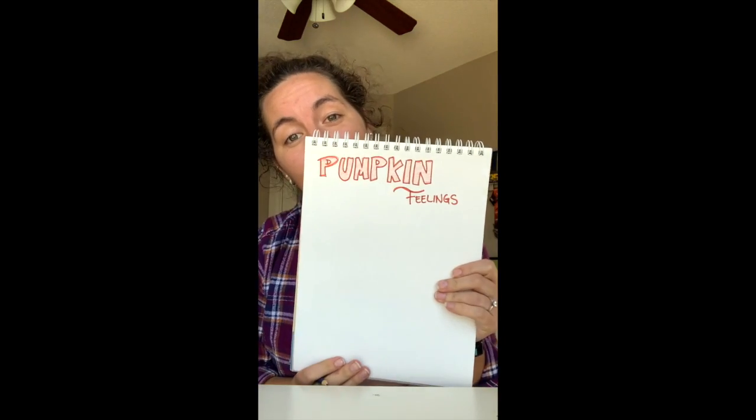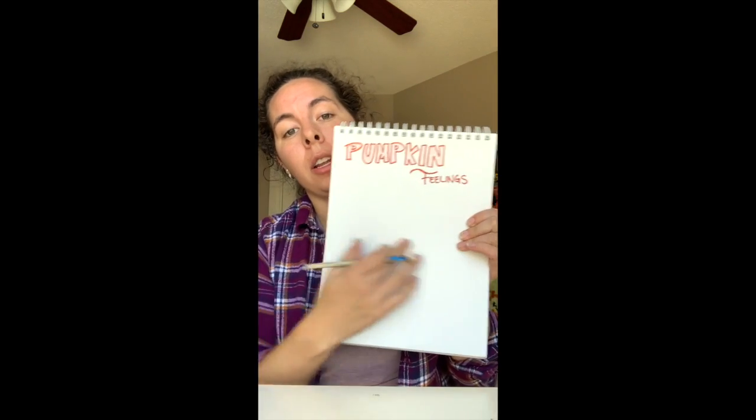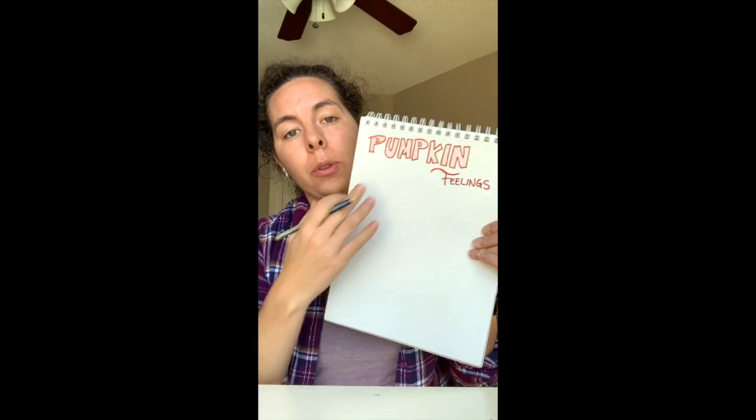Today's prompt is called Pumpkin Feelings. And so the first thing that I want you guys to do is split your page into 6 sections, however you like. I'm just going to do a line down the middle and then 2 lines across. So that'll give me 1, 2, 3, 4, 5, 6 sections. So go ahead and do that now, and then we will come back and I'll explain a little bit more about what we're going to put in each section and what our prompt is about. All right?